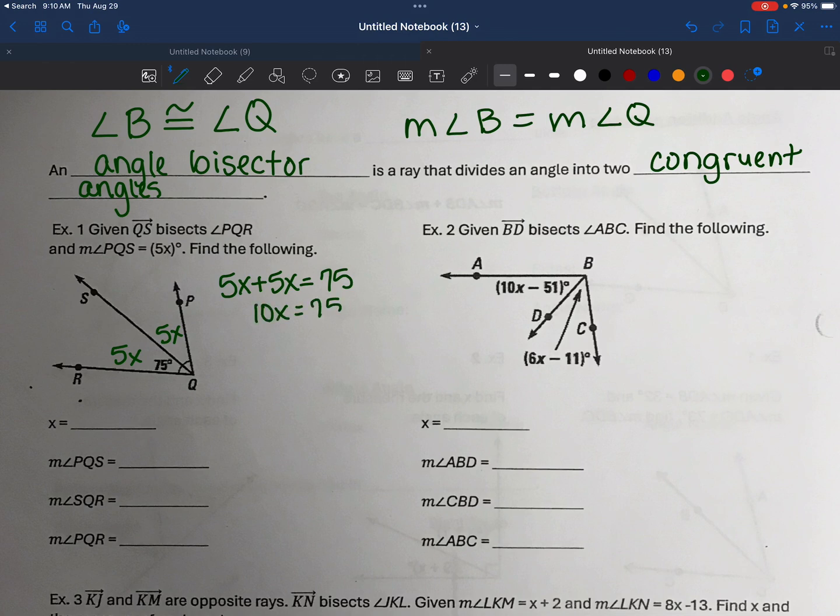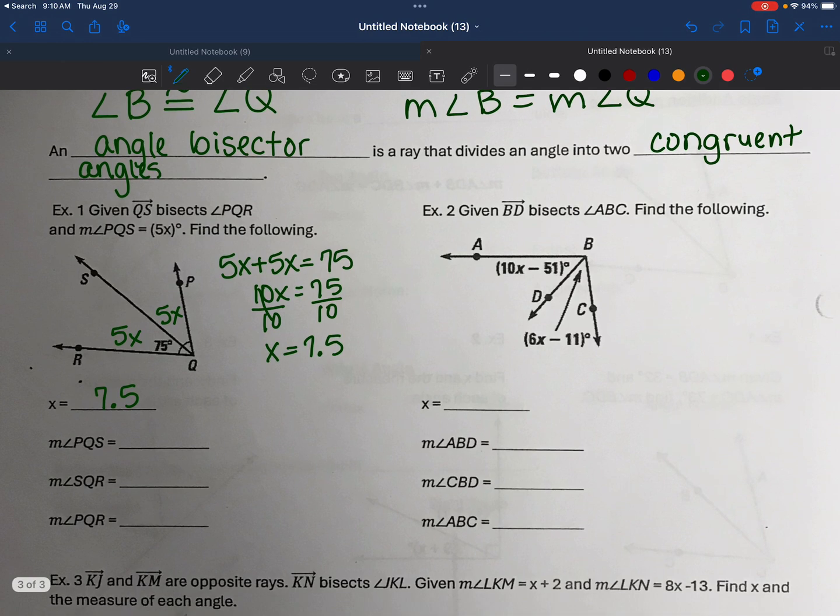Okay, what's 5x plus 5x? So I get 10x is equal to 75. We all know our last step is going to be divide by 10. So our value for x, like 7.5 or 7.5? Well, I just did it in my head better. Oh. Well, I just want to make sure we're sure. Yes, for sure it's 7.5.